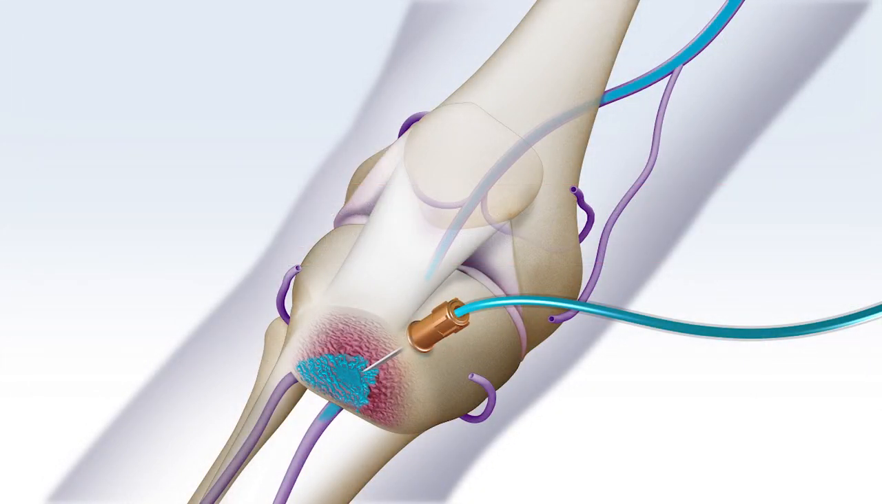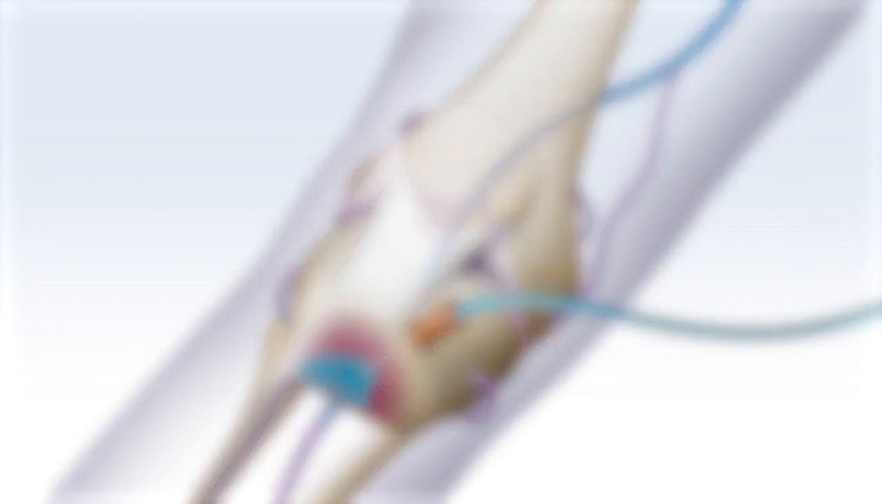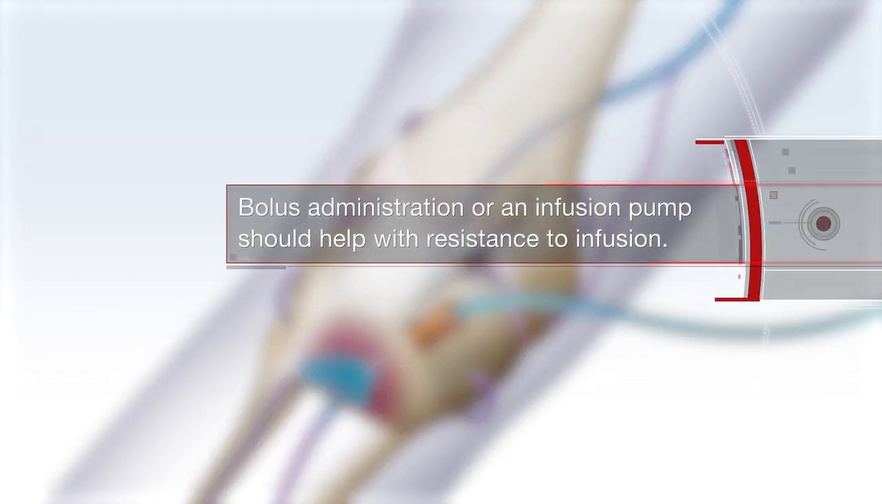Keep in mind that even after successful insertion of the catheter into the bone marrow, there is often resistance to infusion, which a provider may mistakenly interpret as incorrect placement. Bolus administration or the use of an infusion pump should help with this.